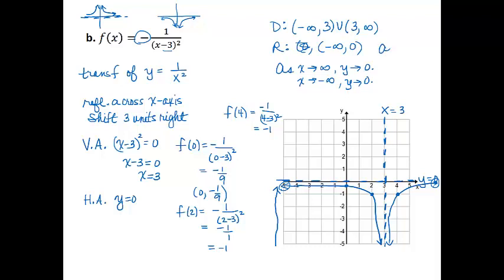As we approach our vertical asymptote from the right, so as we're going from the right side of 3, we notice that the graph is going down to negative infinity. And as we approach 3 from the left, the same thing is happening. Y is going down to negative infinity.